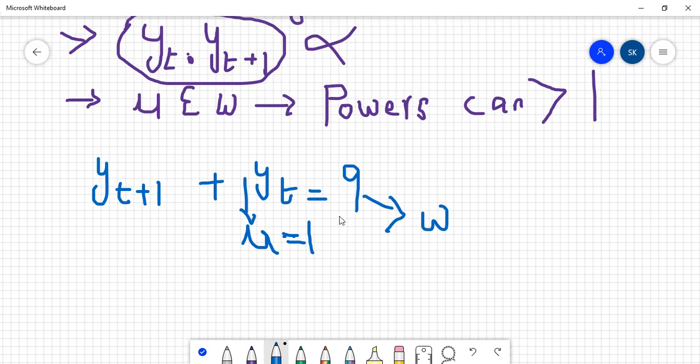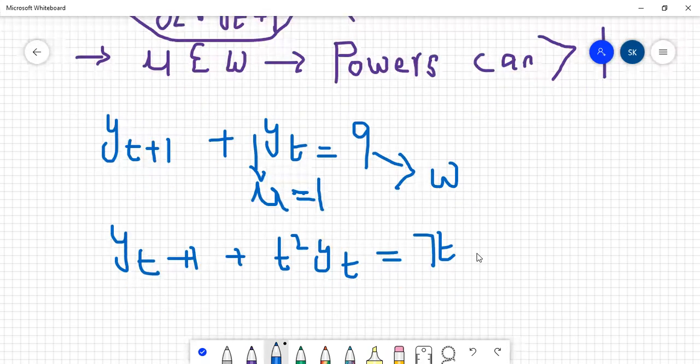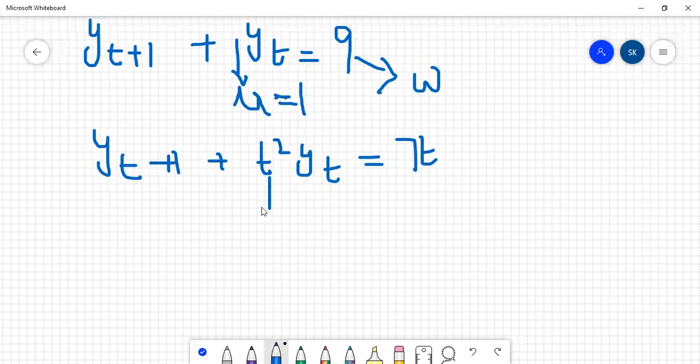And then suppose we have another example where we have yt plus 1 plus t squared yt, and this whole is equal to 7t. Now what happens over here is that the value of mu is t squared. If the value of mu is t squared, there's no problem with it, because mu or w can be non-linear or they can be linear. Over here, they are linear, the highest powers are equal to 1. Over here, they are non-linear, but still they are first order linear difference equations.